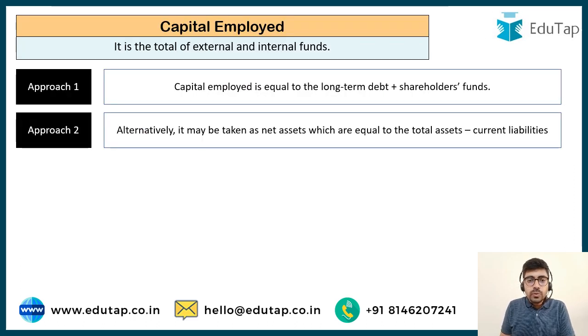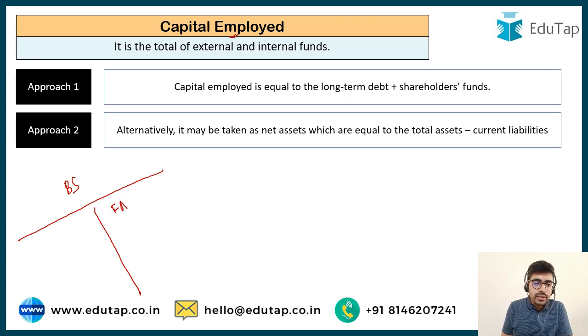Now there are 2 approaches to calculate the capital employed. Let's understand them. Let me prepare a balance sheet in the old T horizontal format. We have fixed assets. Suppose the fixed assets are 10 lakh. We have current assets. Suppose the current assets are again 10 lakh. We have share capital. Suppose the share capital is 5 lakh. We have reserves and surplus. Let's assume they are 3 lakh. We have long-term borrowings in the company, and let's assume these are 7 lakh.